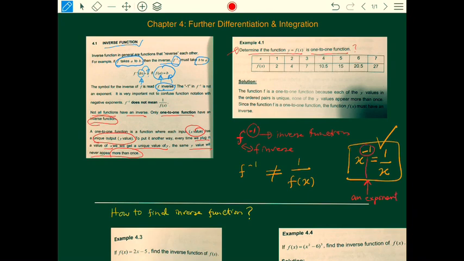Okay, this is an exponent. The power of negative 1 here is an exponent, so it means that it is equal to 1 over x. But as for the inverse function, f inverse is not equal to 1 over f(x), because this is not an exponent. The negative 1 in the f inverse is not an exponent. I hope that one is clear.